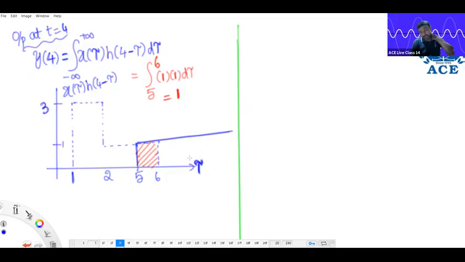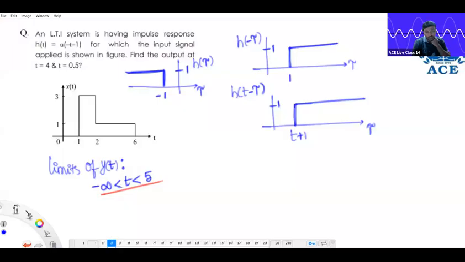This axis is tau. We are doing convolution with which variable? Tau. But the answer is obtained in terms of t or not? The answer is obtained in terms of t. With respect to t, it is less than 5. But tau can be varied from minus infinity to infinity.